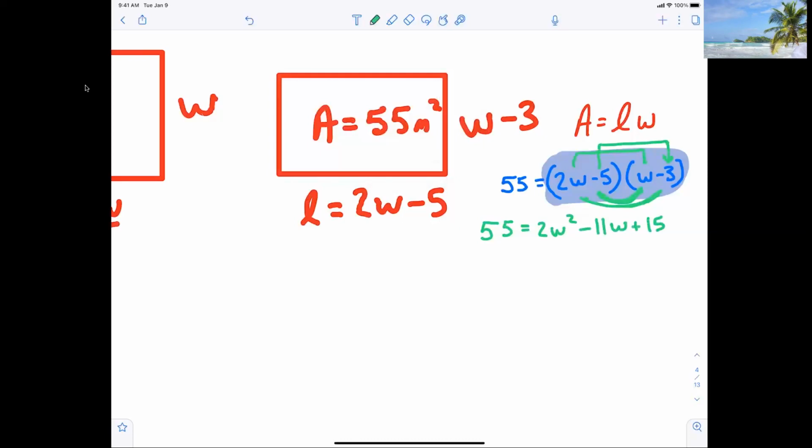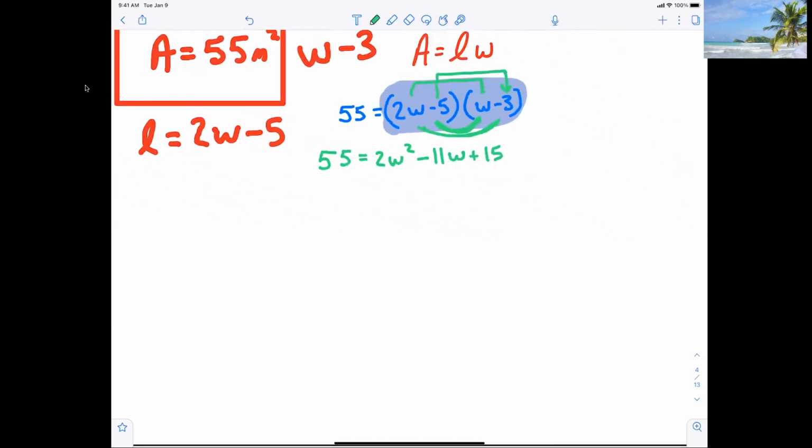Now it's a quadratic, so I can do what? Make it equal to zero, so I'm going to do what? And when I subtract 55, I end up with negative 40. Thank you. And then we set it equal to zero. And now what are we going to do? Factor.